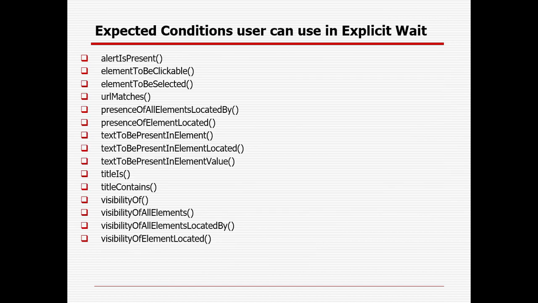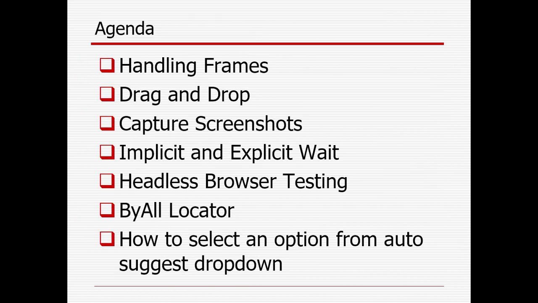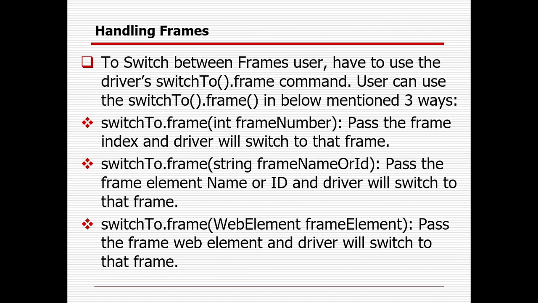So we already know how to handle the frame. In case there are two frames available, first thing is that you can get some option called frame load, right? Otherwise you can just press the F12 button, press Ctrl F and type iframe to see if anything is available. In case a frame is available, you can handle the frame with the help of frame index, frame name, or the frame element reference. In case an outer frame and an inner frame are there, first you need to go to the outer frame, and from the outer frame you need to go to the inner frame. Then in a similar way you can interact with that.